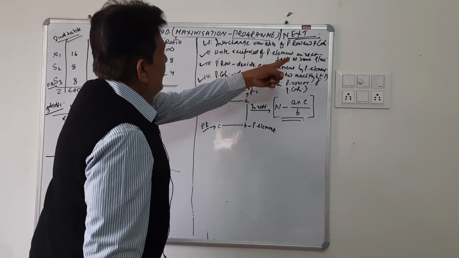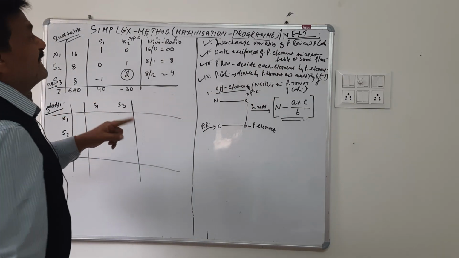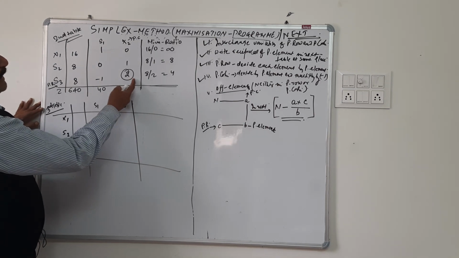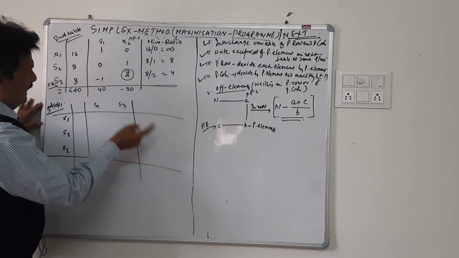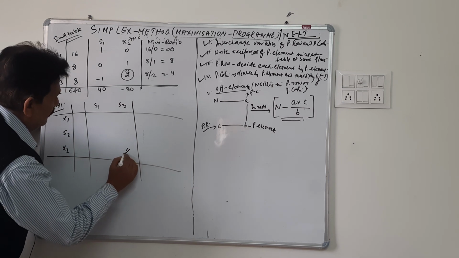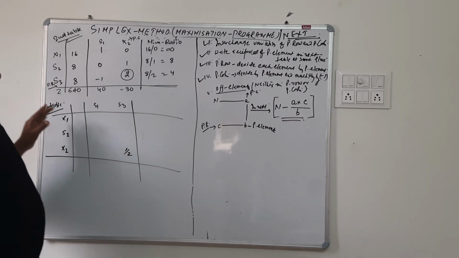Write the reciprocal of the pivot element in the next table at the same place. 2 is here. That has to be taken in an inverse way. So 2 will come here in the form of 1 by 2.